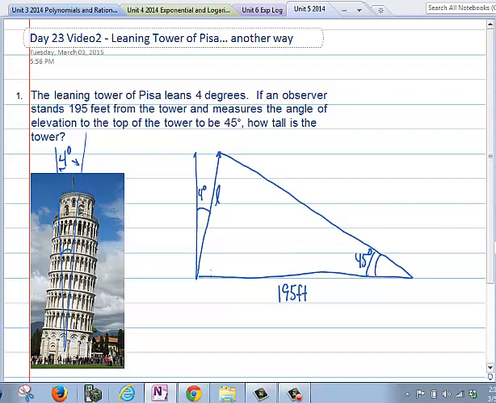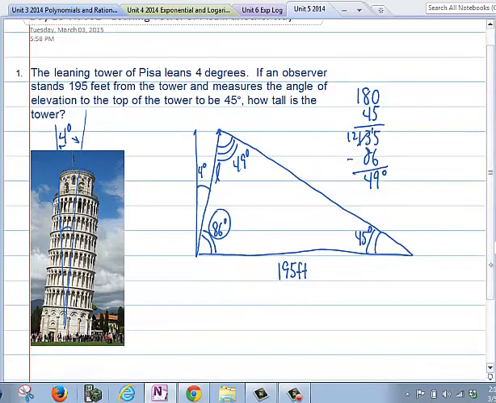Because we know the lean angle, we can figure out the second angle in the triangle. And as you may have already guessed, it's 86 degrees because a 4 degree lean would make up the 90 degrees to the perpendicular. To use law of sines, we have to find that third angle. So we subtract 45 from 180 degrees, which would be 135, and then we subtract the 86, which would give us 49 degrees left over.